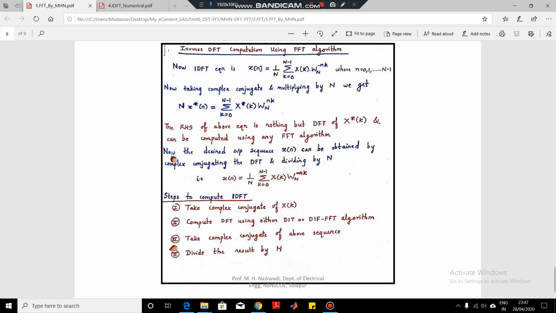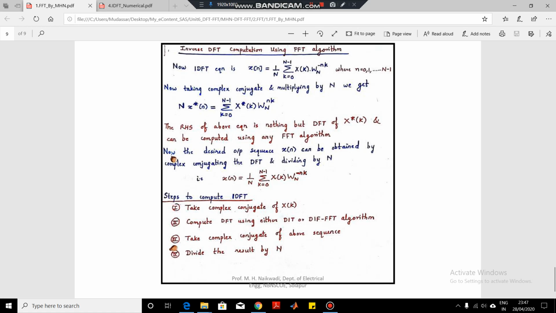of these FFT algorithms, and we should make use of them because they are fast in computation, and we get fewer computations with high speed. So that's why we should use these algorithms, but this algorithm requires slight modification when we are computing the IDFT. Now what is that modification? Let us try to see in this slide.